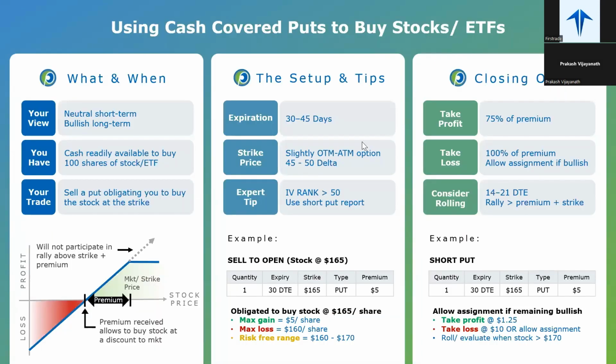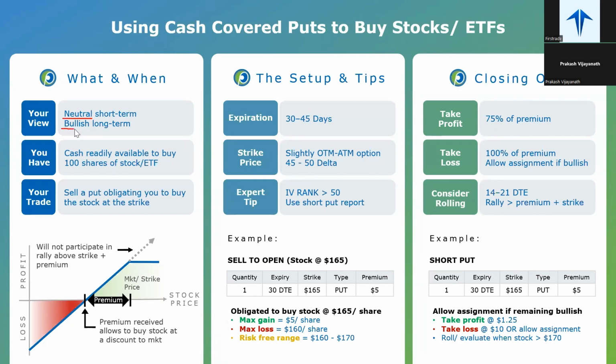So, using cash covered puts or cash secured puts to buy stocks or an ETF. So the what and when of the strategy: when do you really want to use it? Well, your view should be neutral to slightly bearish in the short term, because you want to get assigned, and therefore to get assigned, the stock would have to slightly decline.